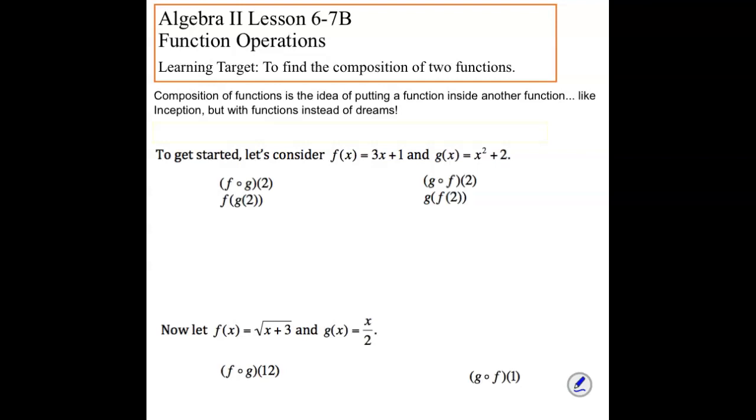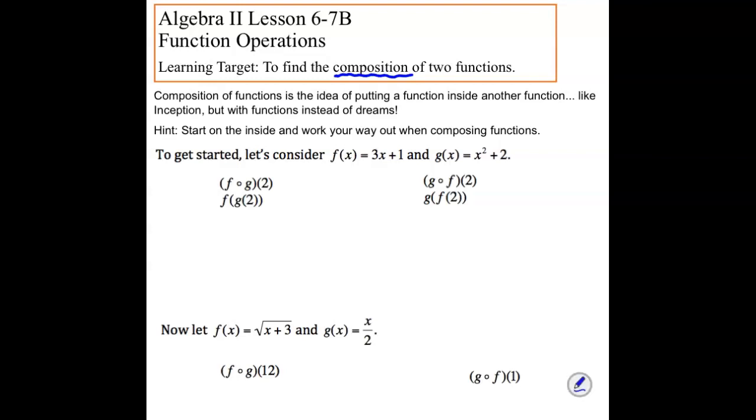All right, today we're going to look at the second part of section 6.7. In the first half, we looked at operations with functions, so adding, subtracting, multiplying, and dividing them. Today we're going to look at something called the composition of two functions. A composition of functions is the idea of putting a function inside another function. All right, like Inception, but with functions instead of dreams. So our hint today: start on the inside and work your way out when composing functions.